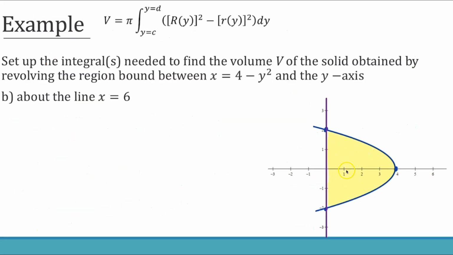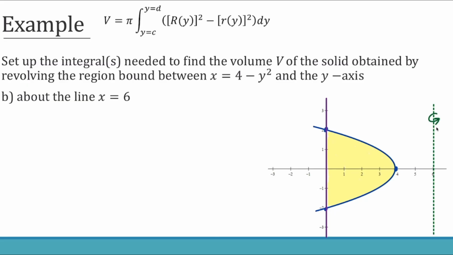Now here we have the exact same region, but this time we're rotating about the line x equals 6. So x equals 6 is a vertical line, but this time on the right side of the region. This time we still have a big gap between the axis of rotation and the region, so we are going to need a washer method.